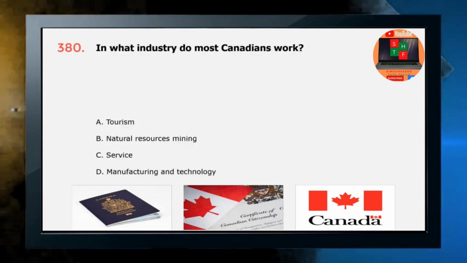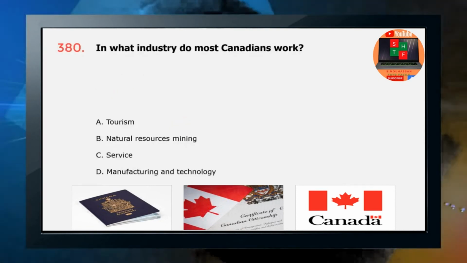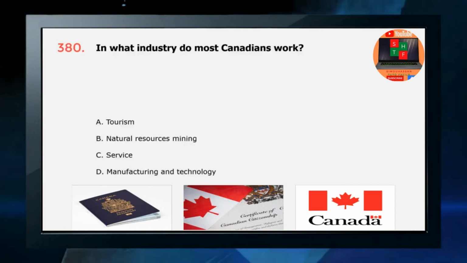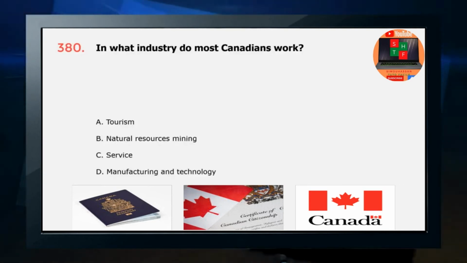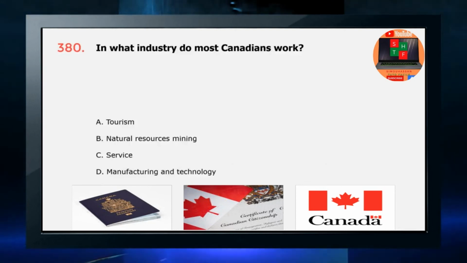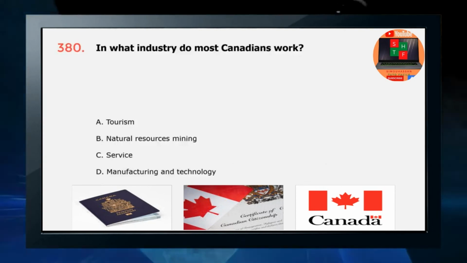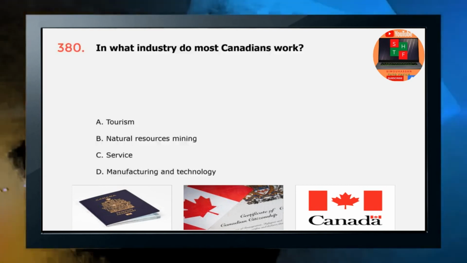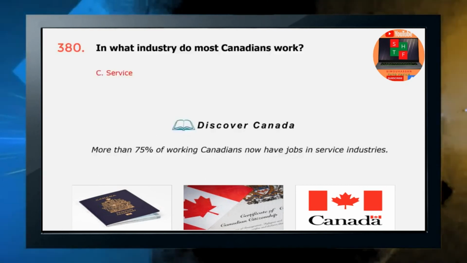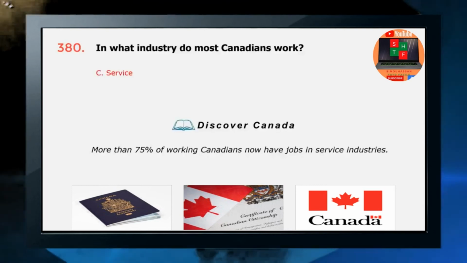Question 380. In what industry do most Canadians work? A. Tourism. B. Natural resources mining. C. Service. D. Manufacturing and technology. The answer is C. Service.